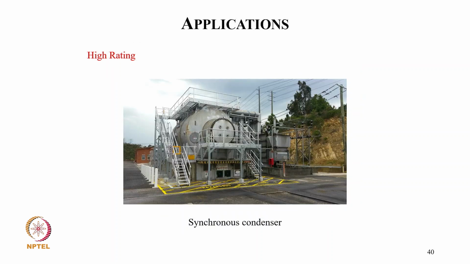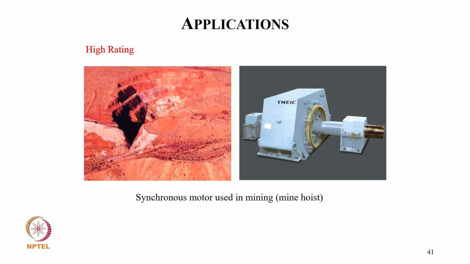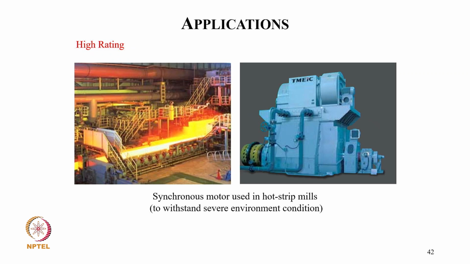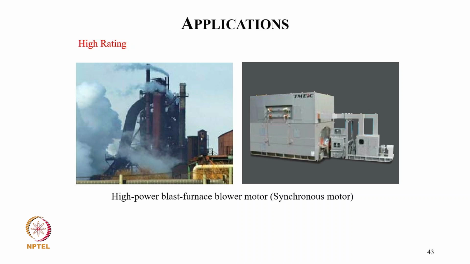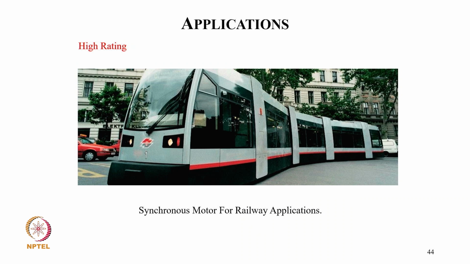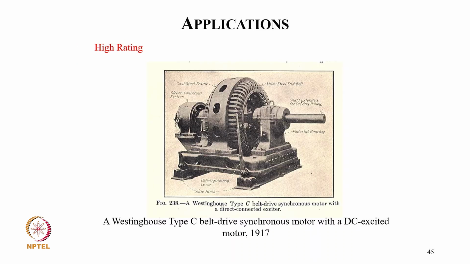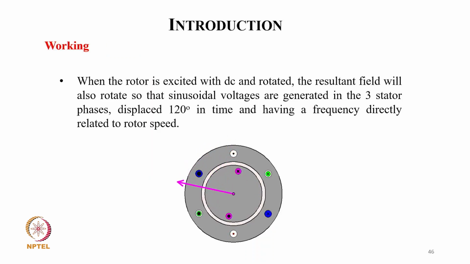Then synchronous condensers, 169 MVA. Then synchronous motors used in mining. Then synchronous motors used in hot mills to withstand severe environmental conditions. Then a high power blast furnace blower motor, like a synchronous motor, and synchronous motors for railway application. Then a Westinghouse type synchronous motor with DC excited motor in 1917.